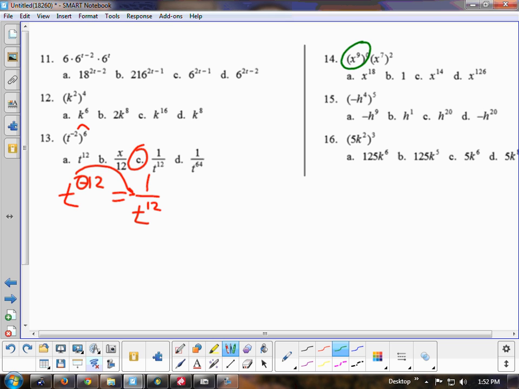Anything to the 0 power is 1. X to the 7th squared, you're going to multiply that, so that's going to be x to the 14th. Okay? Moving on to 15.